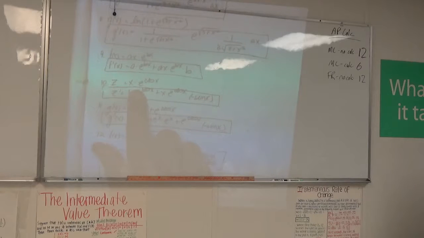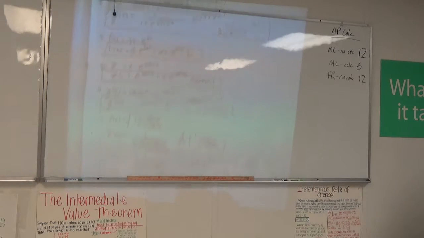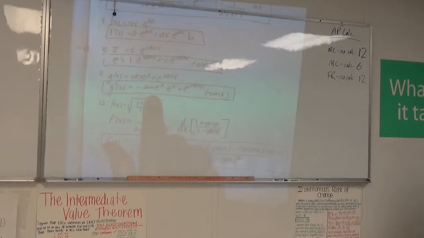Number 10, another product rule question. Derivative of the first, leave the second alone, plus the first times the derivative of the second is e to the cosine of x times negative sine of x. Number 11, negative sine of e to the x times e to the x plus e to the cosine of x times negative sine of x.